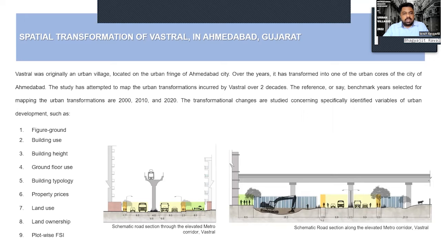The transformational changes are studied with respect to specifically identified variables of urban development. Those identified variables are figure ground, building use, building height, ground floor use, building typology, property prices, land use, land ownership, and plot-wise FSI.